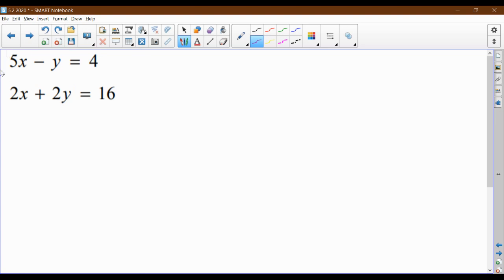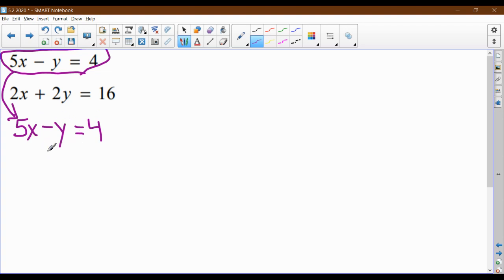So, first thing we want to do is look at our two equations and decide which one to solve for a certain variable. So we can either solve for x or y in this equation or x or y in this equation. It's up to you. Doesn't matter which one. I'm going to choose this first equation. So we'll start by rewriting it down here. 5x minus y equals 4. And I'm going to solve for y.